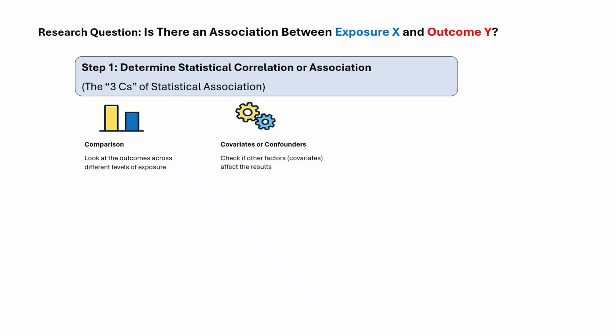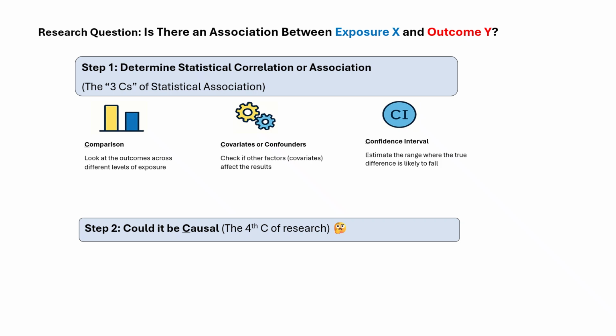Covariates or confounders. Are other factors influencing the outcome? Things like age, sex, blood pressure. So we need to adjust for them to isolate the effect of the exposure. Confidence interval gives us a range where the true difference likely falls, usually with 95% confidence. If these three pieces align, we may have a correlation, the statistical correlation, I mean.